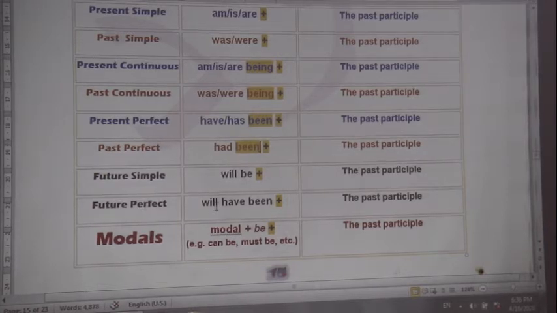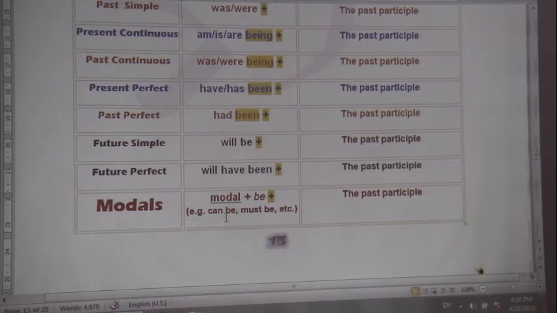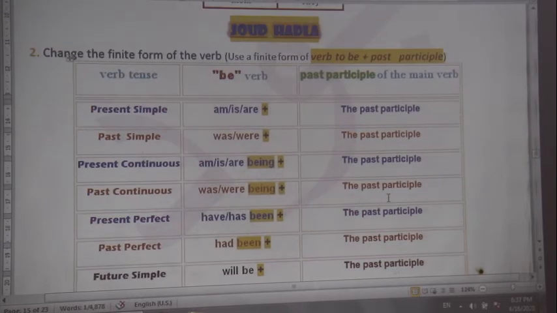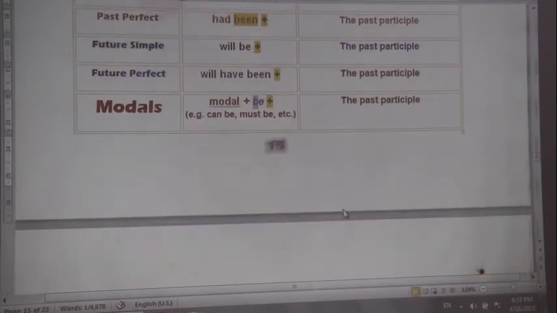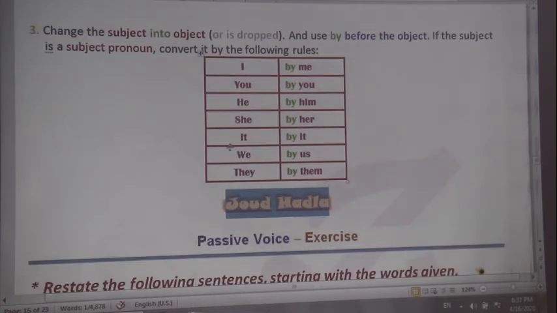Now future perfect: will have been. What about the other modals? Can, could, must, should. Also we need be plus the third form. So again, I'll tell you in short, we need verb to be, but a finite form of verb to be. In order to make passive in English, we only need a finite form of verb to be depending on the tense in the introductory sentence, and always follow this verb, namely verb to be, with the third form of the verb. And the third step will be to change the subject into object.